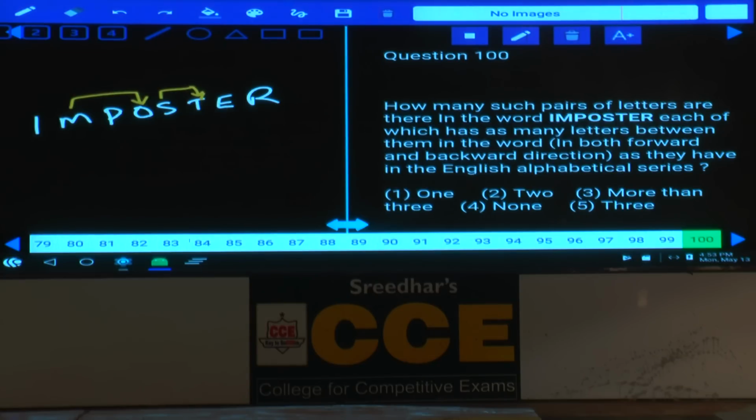And again starting from the right hand side, R, S, T. Now between R and T how many letters are there? There is only one letter in this word. In the alphabetical order also between R and T there is only one letter. Hence these two form a pair.